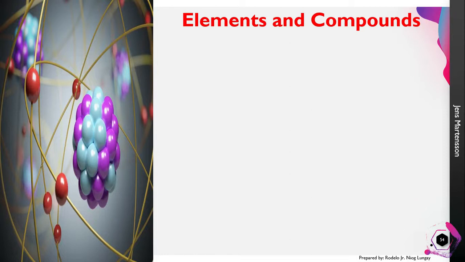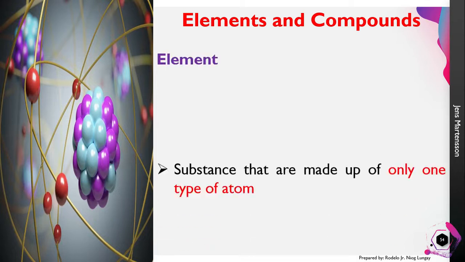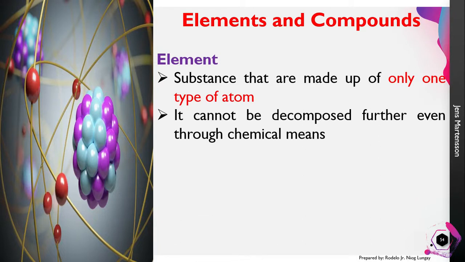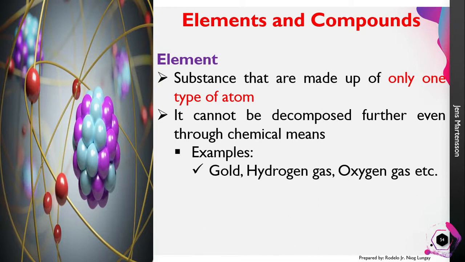Now let us proceed with elements and compounds. So these are just very basic information about chemistry that I will discuss today. An element is a substance that is made up of only one type of atom. It cannot be decomposed further even through chemical means. Examples of elements are gold, hydrogen gas, oxygen gas, etc.